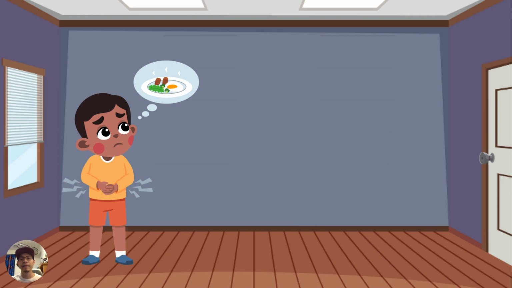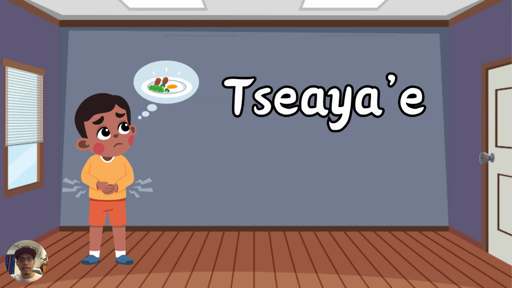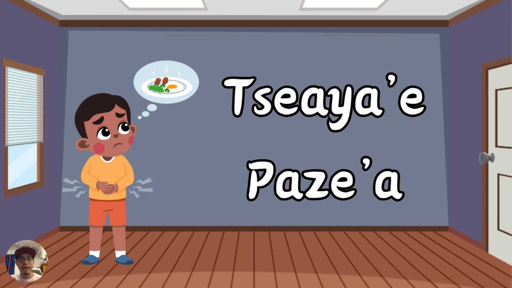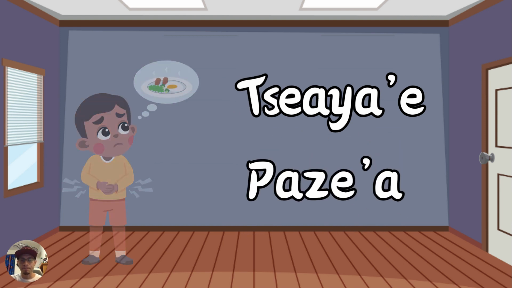First was the feeling of hunger. So in Schurz, Walker River area, there are two different ways that you can say this word hungry. One is tiayai, tiayai, tiayai. And second is pazia, pazia, pazia.